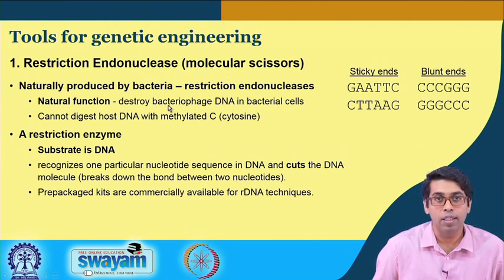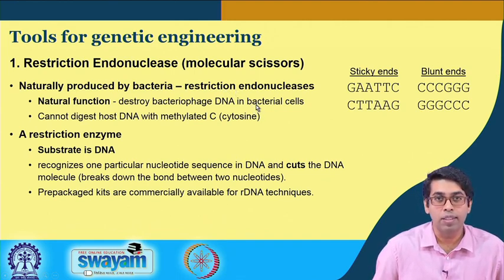Naturally, they are found in bacteria and they have a very specific function. Their job is to destroy bacteriophage DNA. Bacteriophage is a type of virus which infects bacteria. When this virus inserts its DNA, it is a foreign DNA, and that DNA is quickly digested or chewed upon by these enzymes called restriction endonucleases.